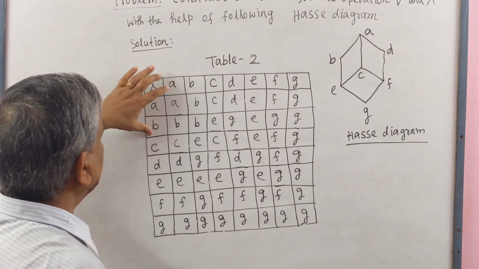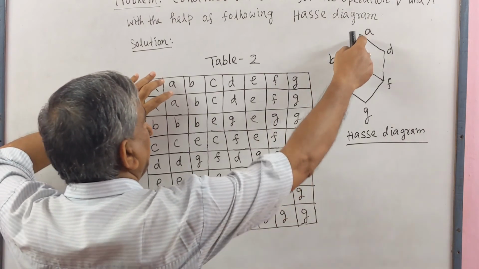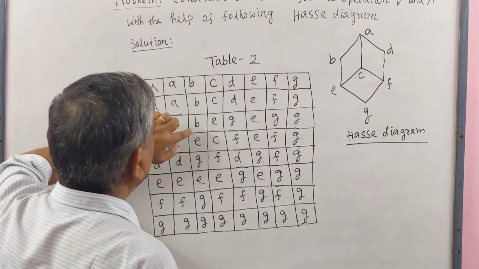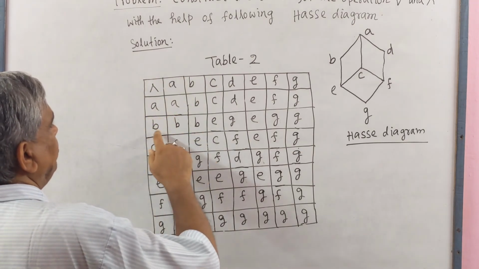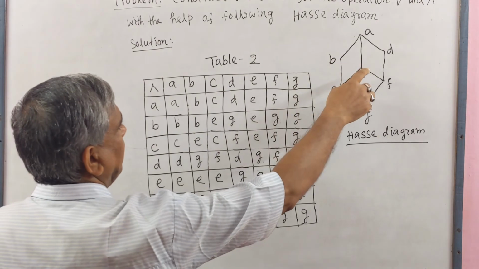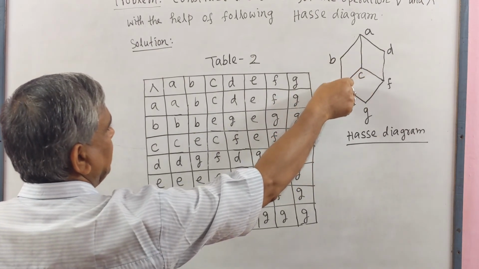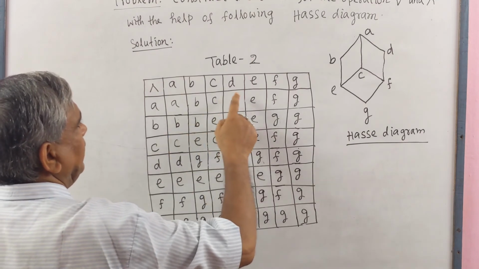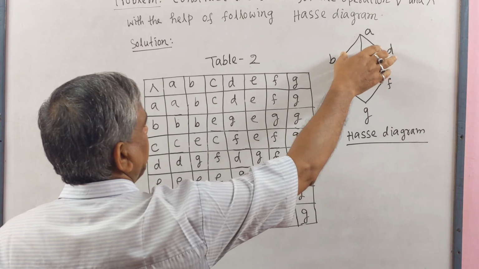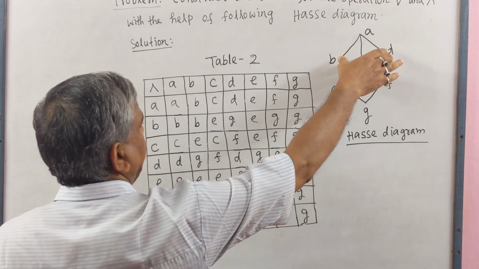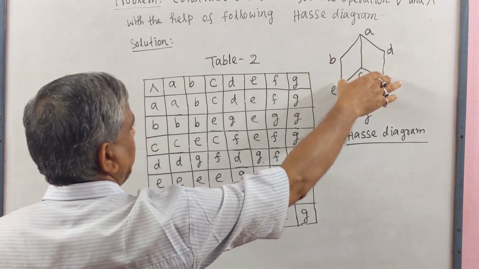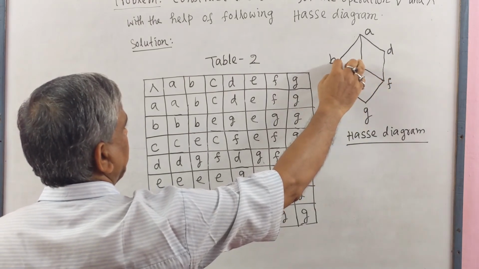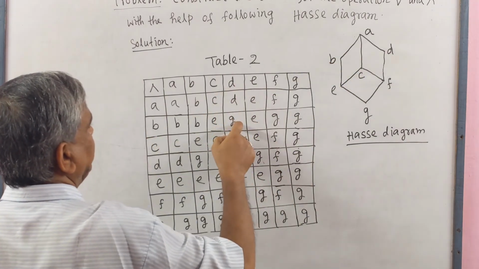B and A: infimum of B and A, lower level, is B. B and B is B. B and C: here the immediate lower level is E, so we write E. B and D: we want to find the immediate lower level, and we are not getting one until G. So B and D will be G.